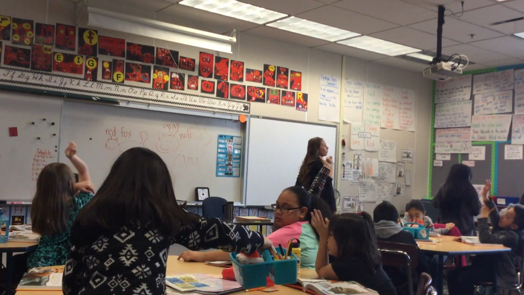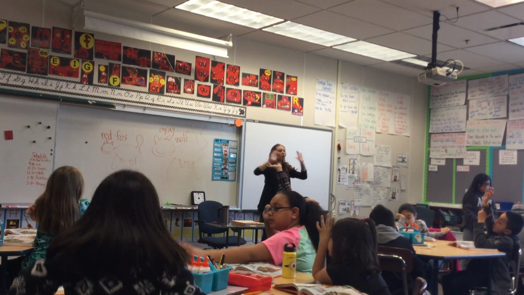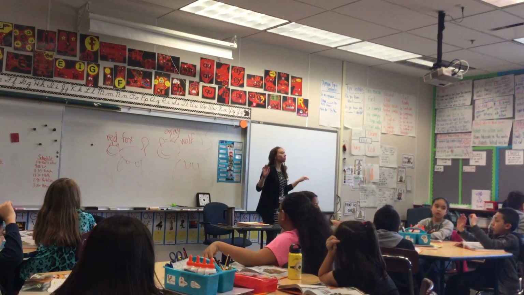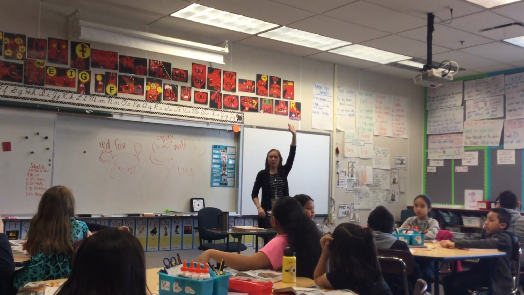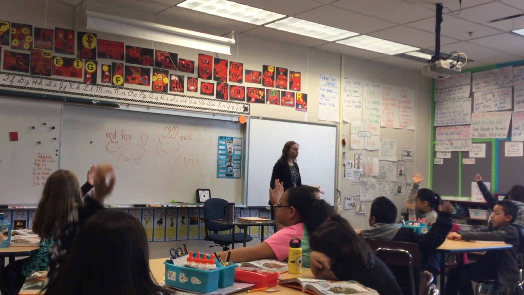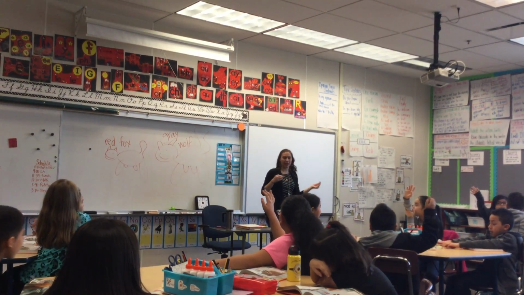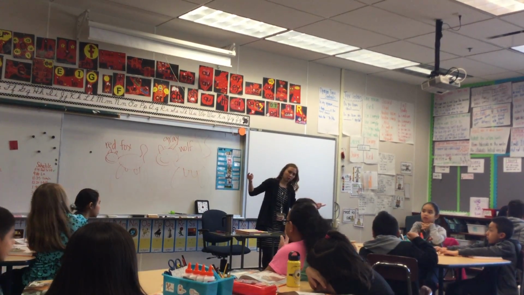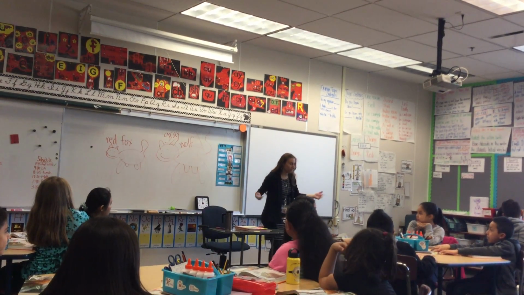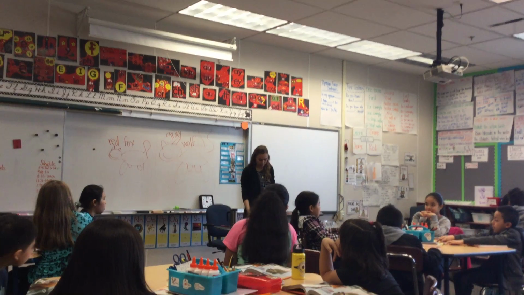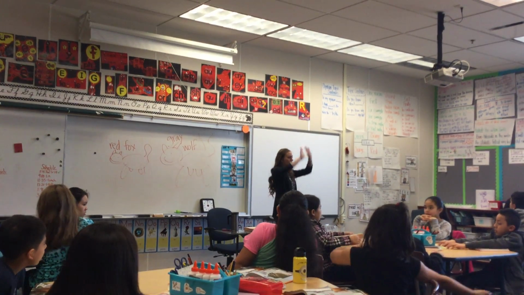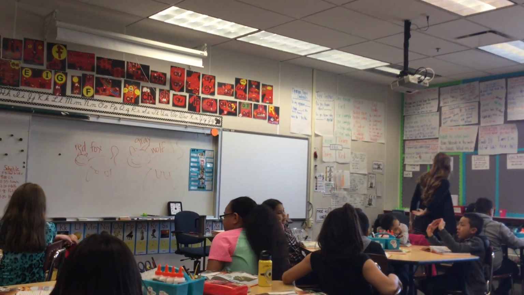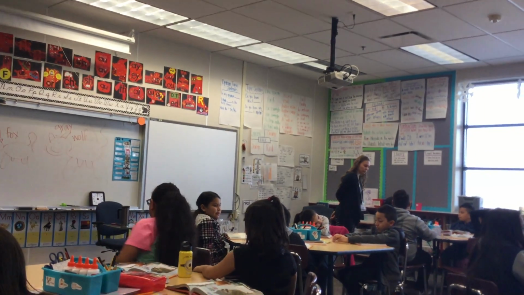Okay, partner A, you're going to repeat after me. Compare and contrast red foxes and gray wolves. Partner B, raise your hand. Red foxes and gray wolves. You have to figure it out. So partner A, please ask partner B. Compare and contrast red foxes and gray wolves.